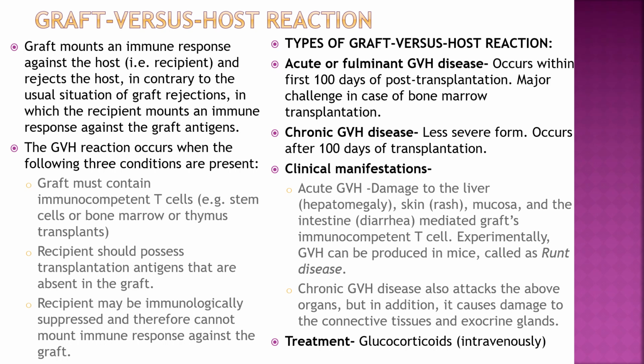Experimentally, GVH can be produced in mice, called runt disease. Chronic GVH disease also attacks the above organs, but in addition, it causes damage to connective tissue and exocrine glands. Treatment: corticoids intravenously.